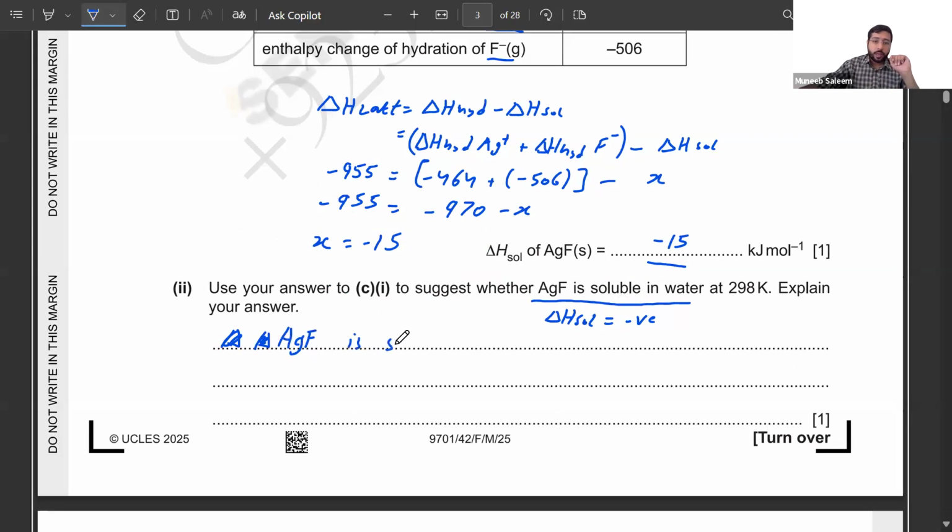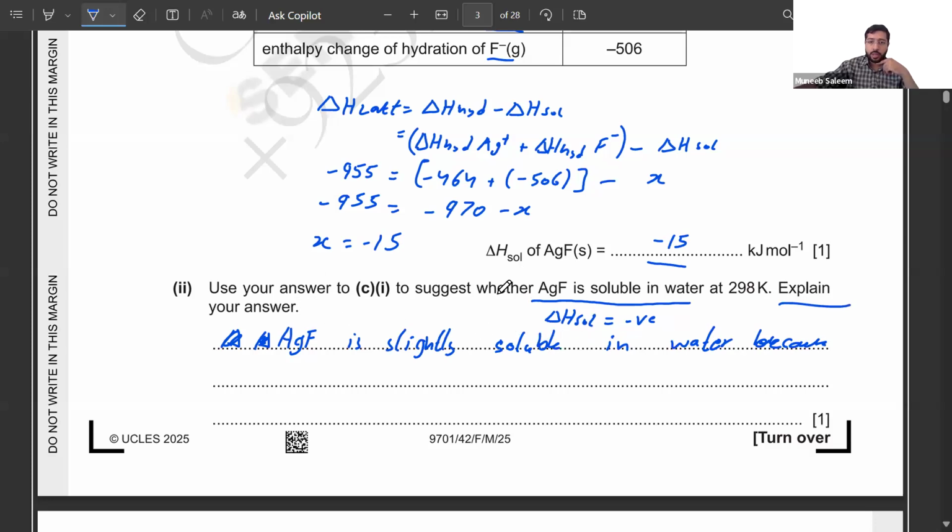Since the value is too small, we can say that AgF is slightly or partially soluble in water. Yes, it is slightly soluble in water. Because you have to just say whether, and you have to explain it as well. So it is slightly soluble.